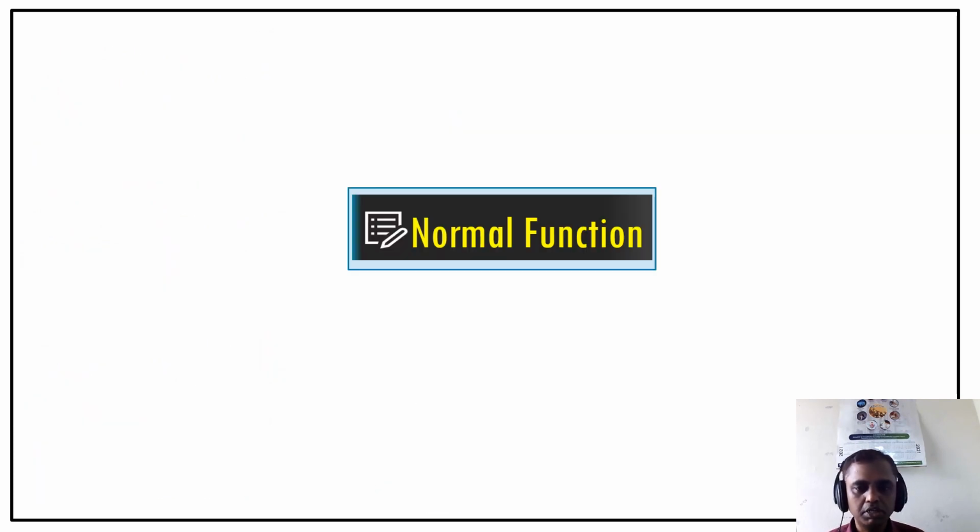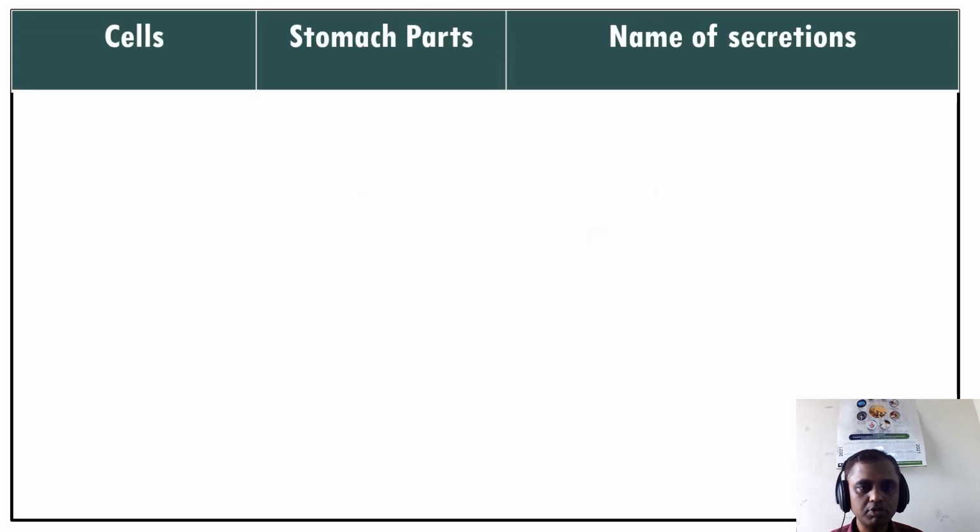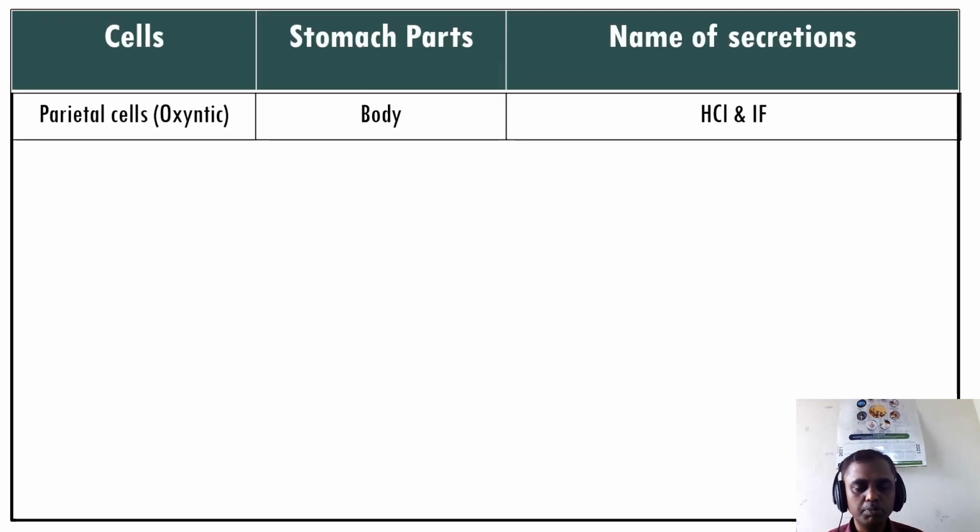Let us go for the normal functions. We need to know the normal function in order to understand peptic ulcer pathogenesis. There are many cells present in the stomach that secrete many materials, and we'll study them one by one in detail. The parietal cell, which is present in the body of the stomach, secretes hydrochloric acid as well as intrinsic factor. Intrinsic factor secretion is one of the very common NEET examination questions.